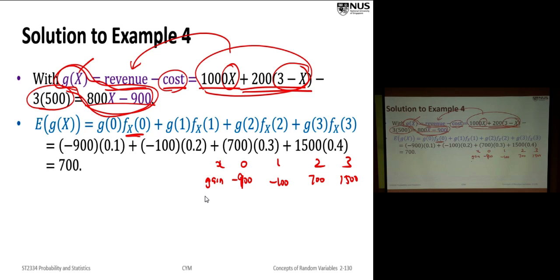And then the corresponding probability of gain, f of y. Y is equal to 800x minus 900. Then the probability will be according to, when you get this one, means x equals 0. So it's 0.1, 0.2, 0.3, and 0.4. So basically what we did here is just minus 900 times 0.1, minus 100 times 0.2, 700 times 0.3, 1005 times 0.4. All right?